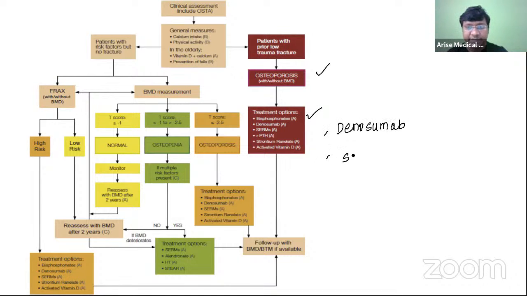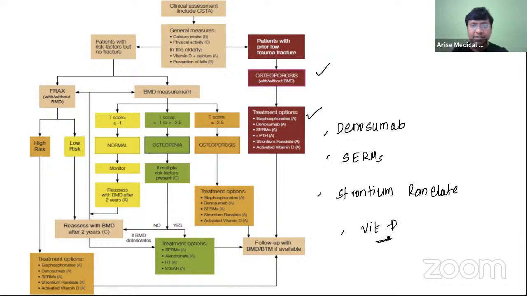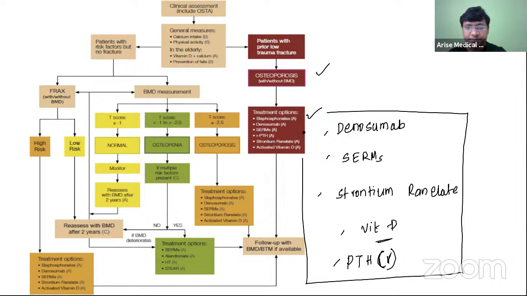Next we have selective estrogen receptor modulators. Then we have strontium ranelate. Next we have activated vitamin D, and recombinant parathormone. So these are all the various options for the treatment of osteoporosis. And what is our patient taking?